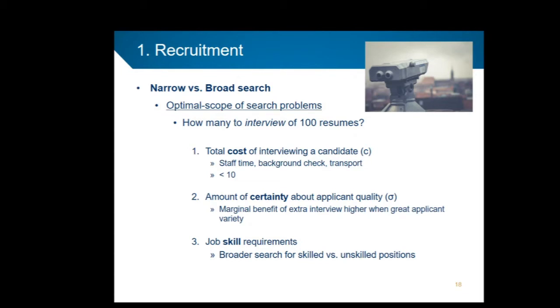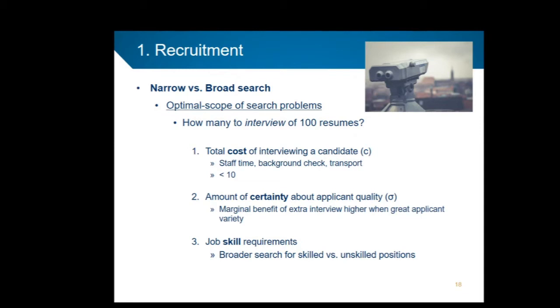It can also depend, of course, on the certainty you have about applicant quality. So this refers to the dispersion of talent in the pool. Sometimes there is a lot of variation in the talent of candidates. So then, of course, interviewing an additional candidate might be useful when you're still not sure about a candidate. But on the other hand, when candidates are more similar, it might not be useful to consider interviewing another candidate, because you're more likely to end up with a similar candidate. It might not be worth the effort of conducting an additional interview.